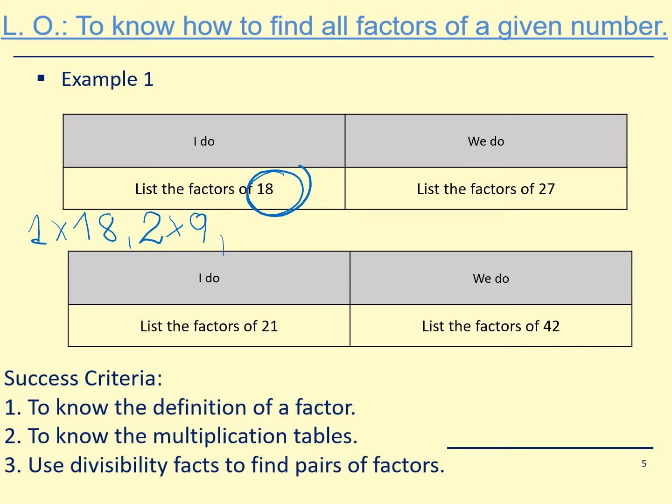Is it divisible by 3? So 1 plus 8 is 9. 9 is divisible by 3. So 18 is also divisible by 3. So I need to find another factor that pairs up with 3, and it is 6. 3 times 6 is 18. So 3 and 6 are factors of 18.